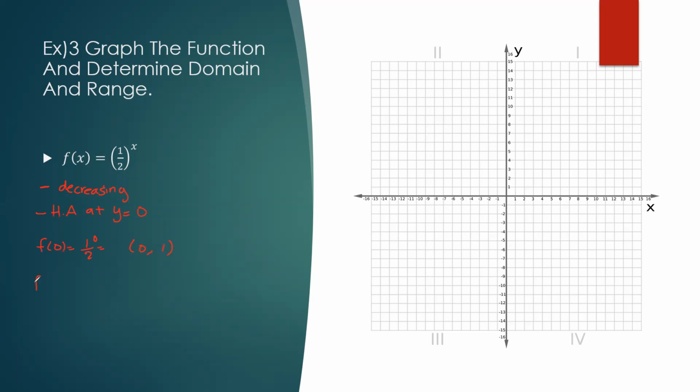And then if I plug in 1, I get 1/2. So that would be 1, 1/2. And then if I plug in -1, I get an output of 2. So that would be -1, 2. So if you want to graph it, that's fine. So it would be horizontal asymptote at y equals 0. 0, 1 is right here. 1, 1/2 is right there. -1, 2 is right there. So it's going to look something like this.